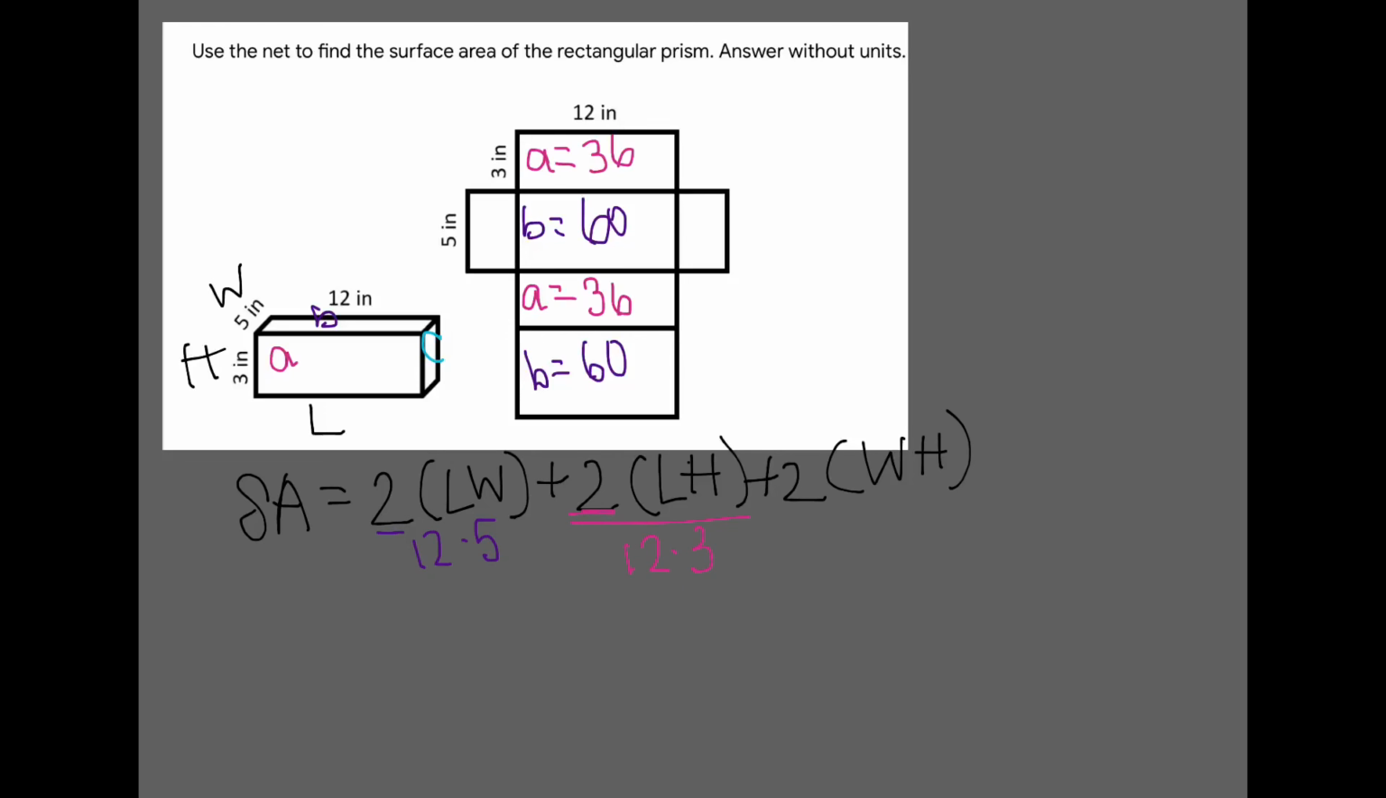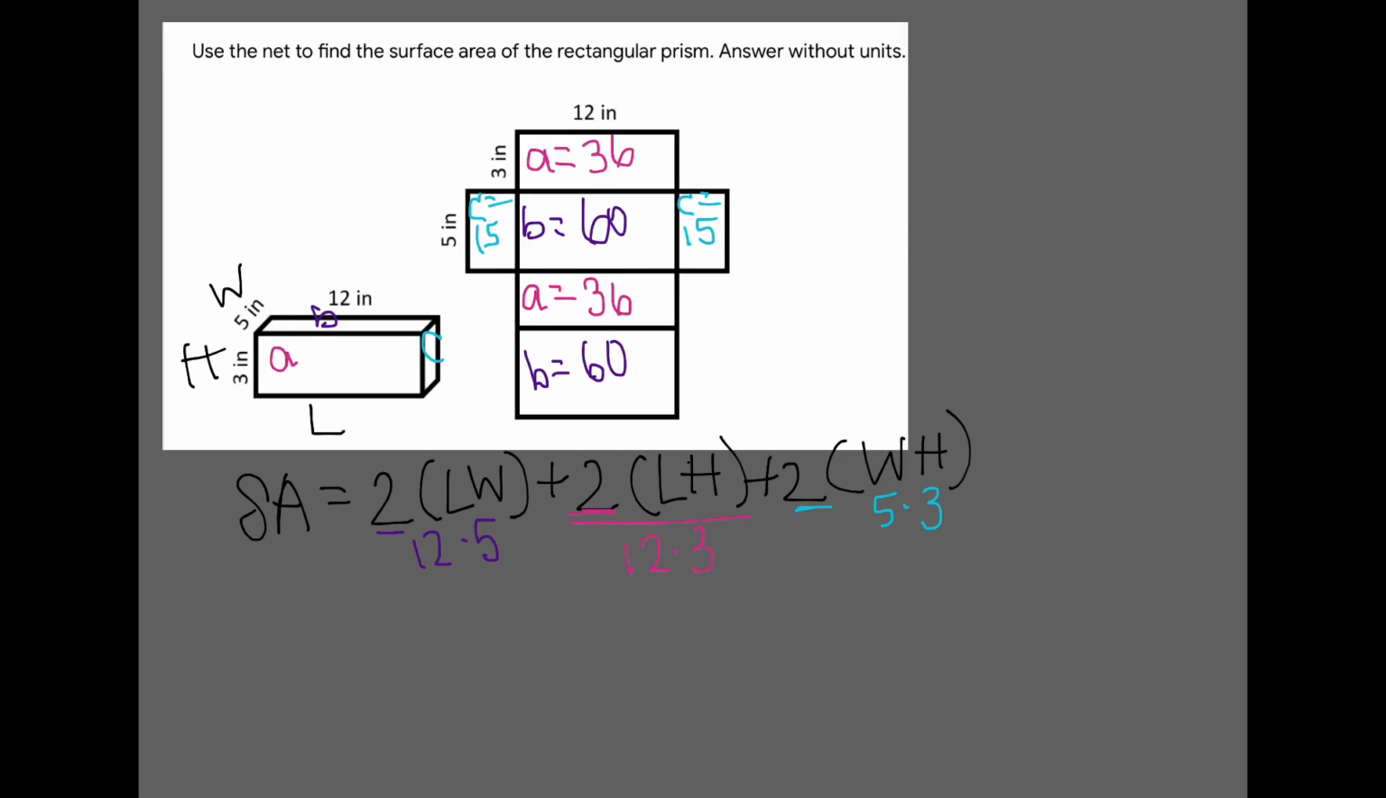So next is my C, which is there. And these have to be my C's. And this is my width times my height, or my height times my width. It doesn't matter. My width is my 5. My height is my 3. So 5 times 3 is 15. And there's 2 of them. That's why we have our times 2.